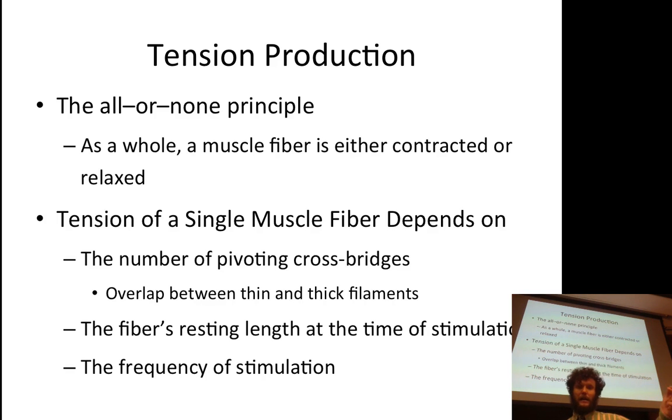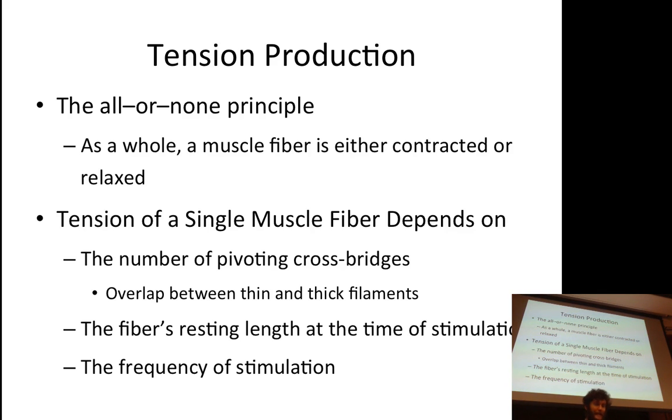The tension, however, in a single muscle fiber, in a single cell, how much tension one cell is giving you depends on a number of factors. First of all, that's the number of pivoting cross bridges. How many cross bridges are pivoting? And that is related to how much overlap there is. Is there a lot of overlap? Is there minimal overlap? That's going to be related to the amount of tension that you can build.